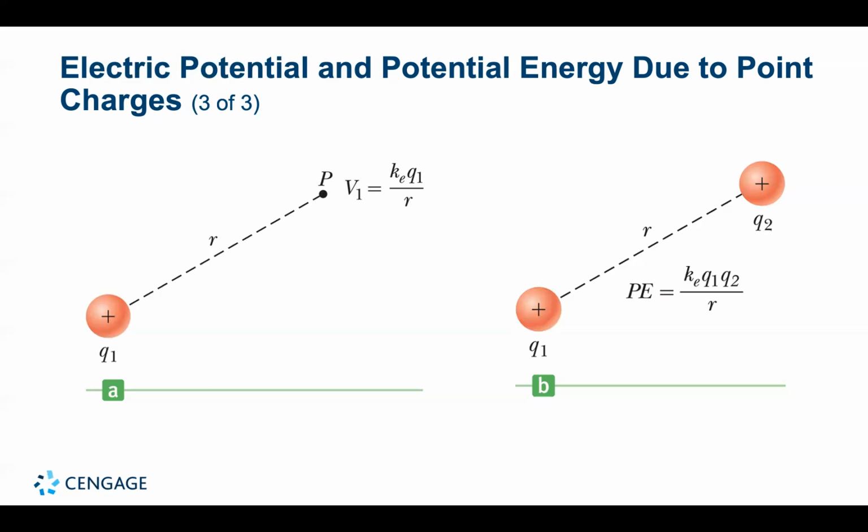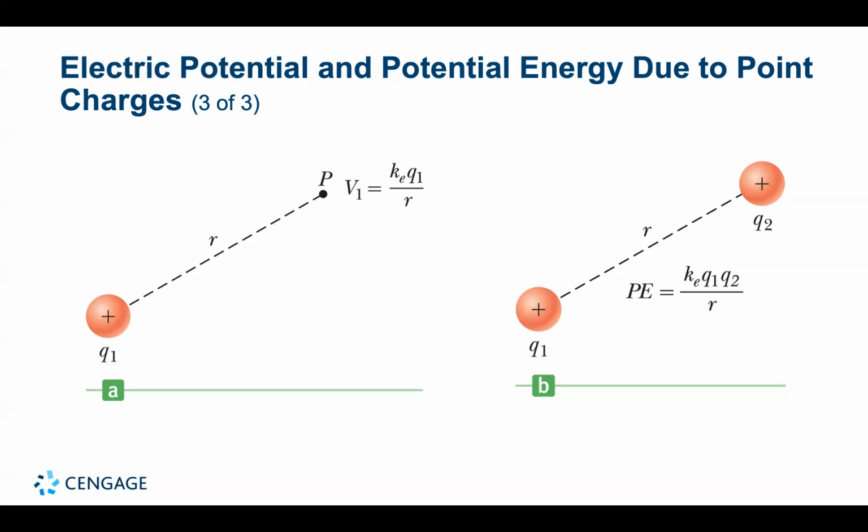So let's look at the relationship between electric potential and electric potential energy. If V1 is the electric potential due to charge Q1 at point P, as in the figure on the left, the work required to bring charge Q2 from infinity to P without acceleration is Q2 V1. By definition, this work equals the potential energy of the two particle system when the particles are separated by a distance r, as shown in the figure on the right. So we can express the electrical potential energy of the pair of charges as shown in the equation in the right-hand figure.